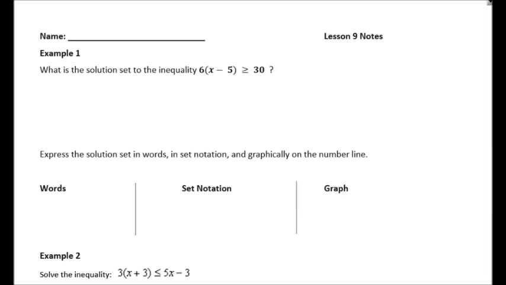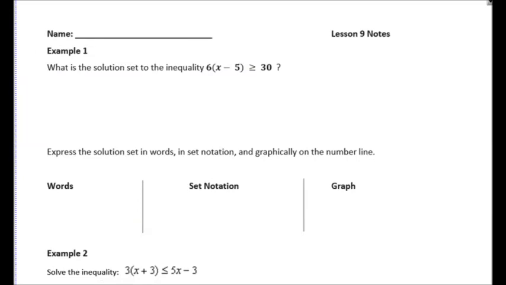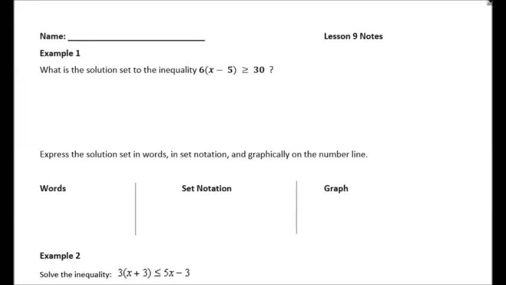All right, so if you look at example number 1, you should quickly notice that we have this 6 in the front, and we are going to distribute that 6. So 6 times x is 6x. 6 times -5 is -30.